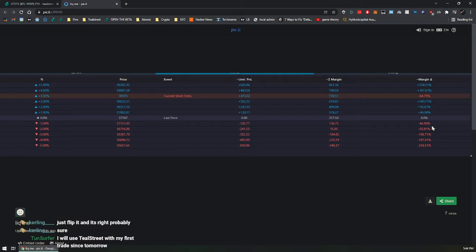Because this is correct. If last price goes back to your entry, your margin will go down 64%. So 64% of your worth on this account is based on this short being in profit right now.